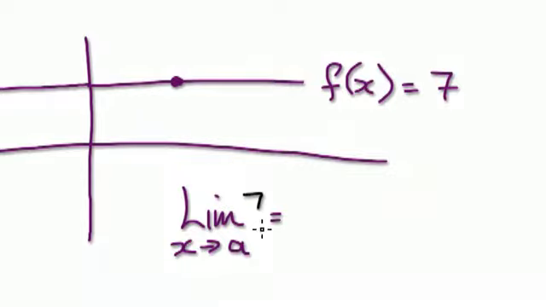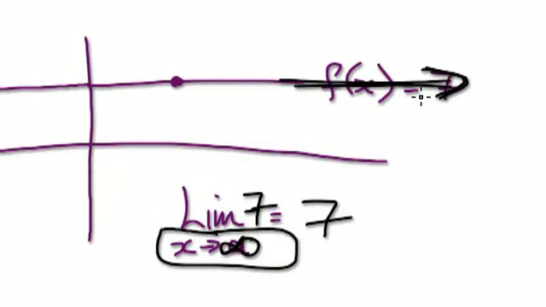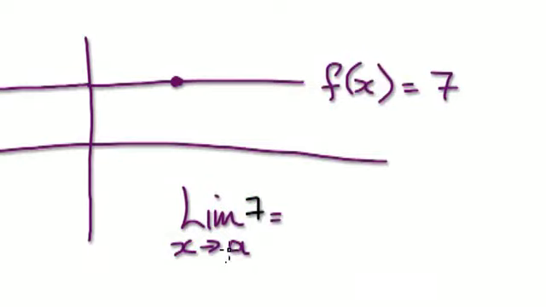If say you've got a limit of, let's say this 7 here, now as x tends to infinity, it will still be 7, because as x tends towards infinity, the limit will be 7. Even if you have negative infinity here, so x tends towards negative infinity, the limit will be 7 also. Okay.